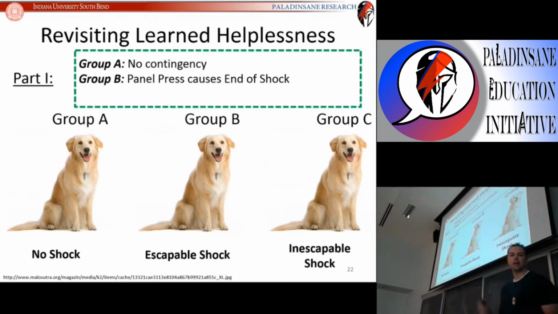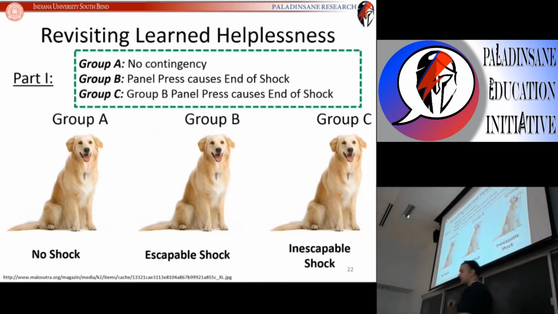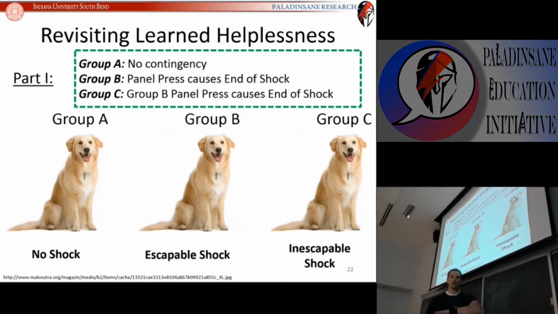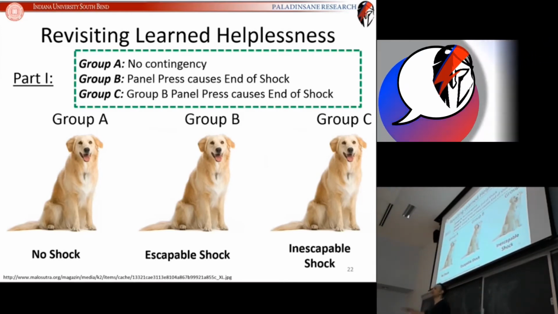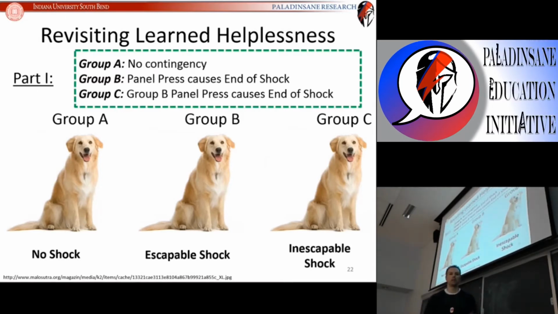And Group C, on the other hand, was also under a contingency. This one's a little tricky. It was also under a contingency, but they weren't in charge of their own contingency. So they were still under a contingency. It's just that the event that caused the probable end of their shock was Group B pressing their panel. So remember that they were shocked for exactly as long as Group B, because Group B's panel turned off the shock in both rooms. So they were under a contingency, but they weren't in control of it. It was that Group B, that event causes the probable end, 100% in this case, of their own shock.